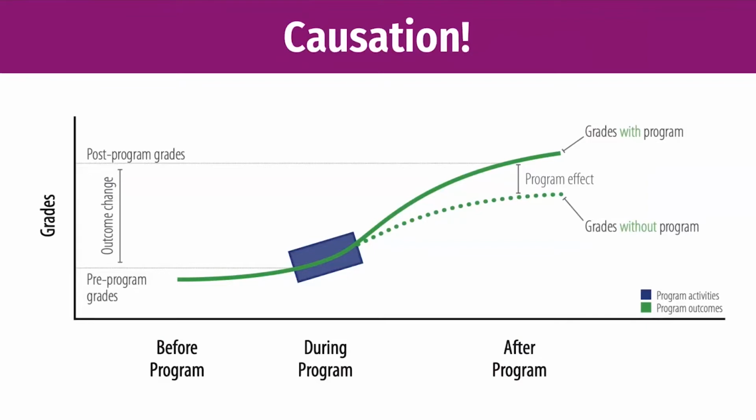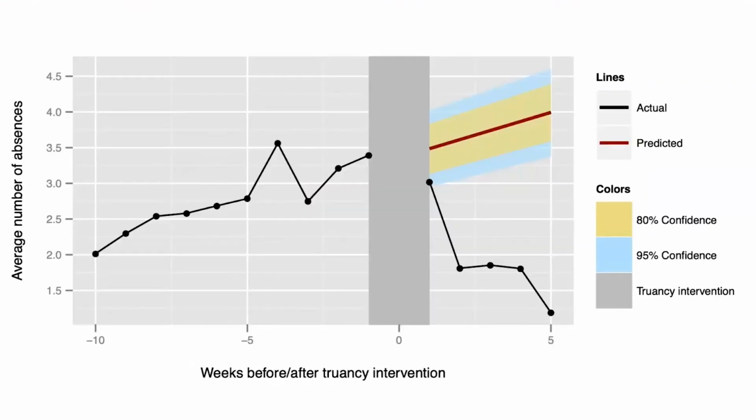So here, this is from an evaluation that I ran a few years ago for a school district in Utah. I'm looking at a program that was trying to intervene in truancy and get students to come to class more often. You can see the students that had this intervention. The program happened at week 0, and then this is what actually happened after the program. You can see the average number of absences started dropping off.